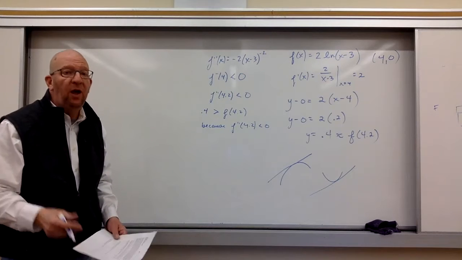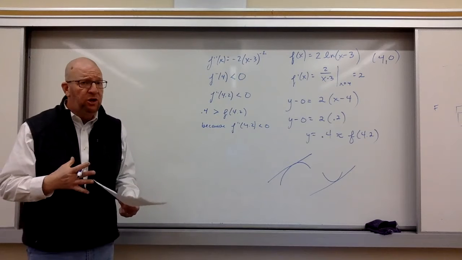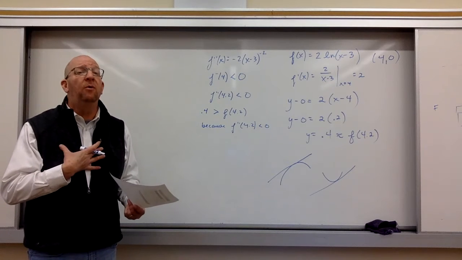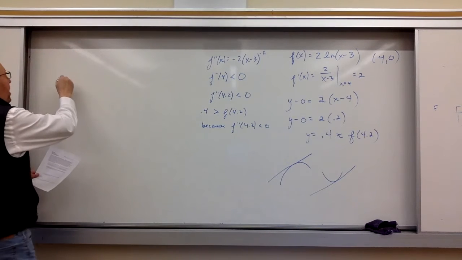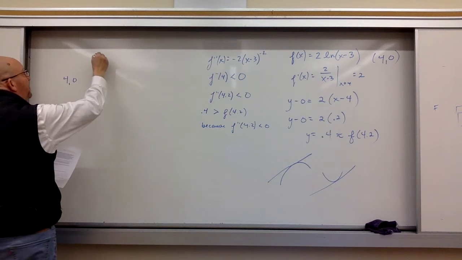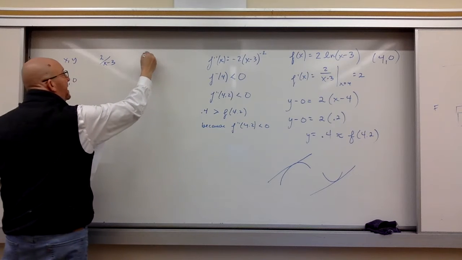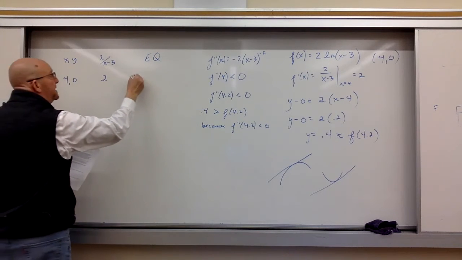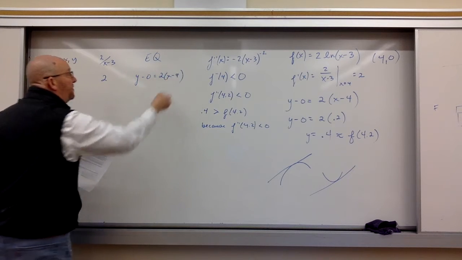Let's go to part C, Euler's method. Now watch me do Euler's method. You can do it your way, but I'll show you mine, because Euler's method is all about what? The tangent line. So here we go. We'll start at the point 4 comma 0. I've got my derivative up here, 2 over x minus 3. Here's my x, y, and here's my equation. Now, we know that this is going to be 2, so this becomes my equation of the tangent line.